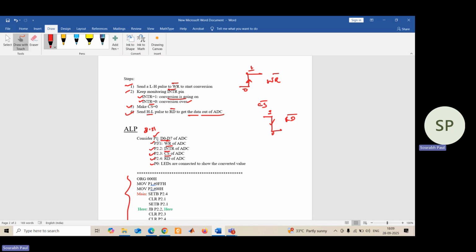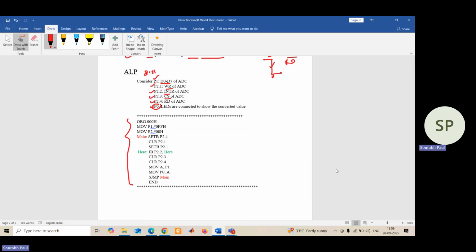Okay, I think you can understand. Again, I am telling, P1 is the port of 8051 that is connected to the D0 to D7 lines of the ADC. Likewise, P2.1 is pin number 1 of port 2 of 8051 that is connected to WR bar of ADC, and so on. And finally, P0 is connected to 8 LEDs to show the converted digital value.